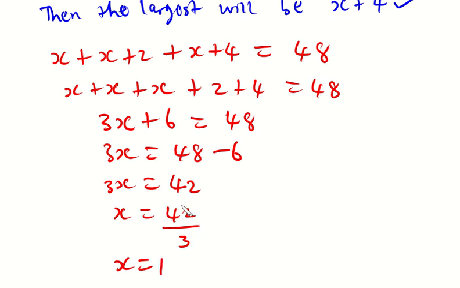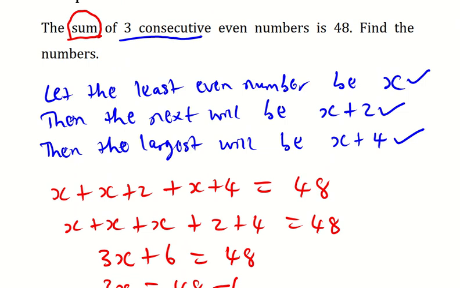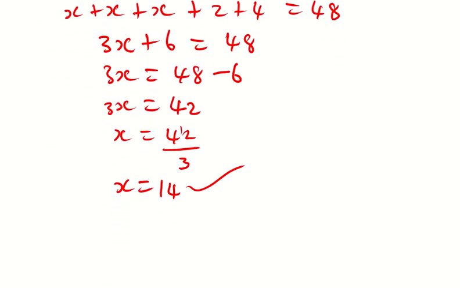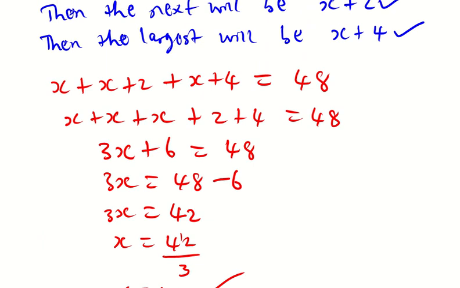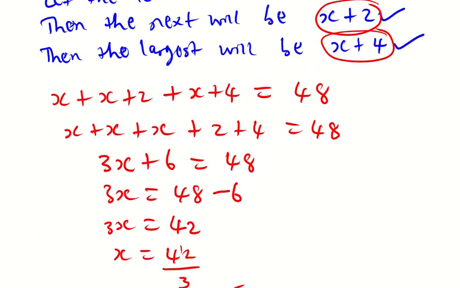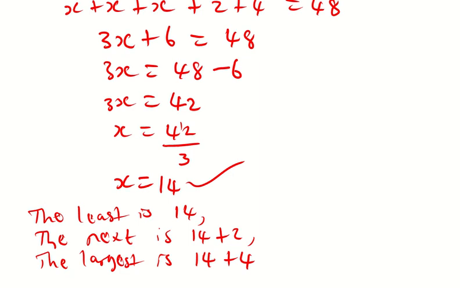What's 42 divided by 3? 3 into 4 is 1. Remember 1, 3 into 12 is 4. So we can see that the least of the even consecutive numbers is 14. They say we should find the numbers. So if the least is 14, what do you think the next one will be? We said it's x plus 2, and the largest is x plus 4, so we'll go and fix it there. The next will be 14 plus 2, and then the largest is 14 plus 4, because we said x plus 4 there. Is that okay? So that's all.